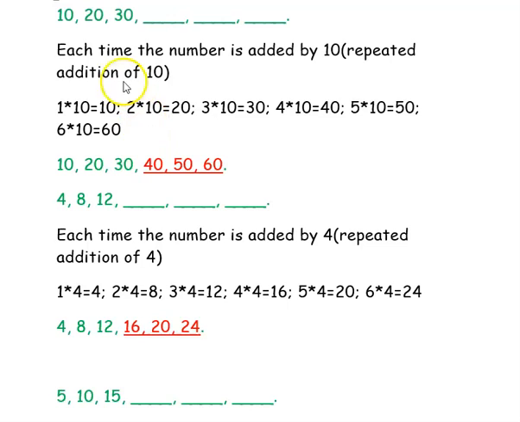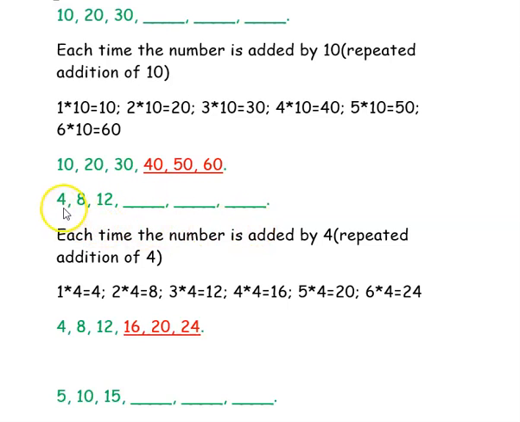2 into 10 is 20. 3 into 10 is 30. So in the first blank you will get it as 4 into 10, 40, then next 5 into 10, 50, then next 6 into 10, 60. So you can fill it like this, right? 10, 20, 30, then it will be 40, 50 and 60.